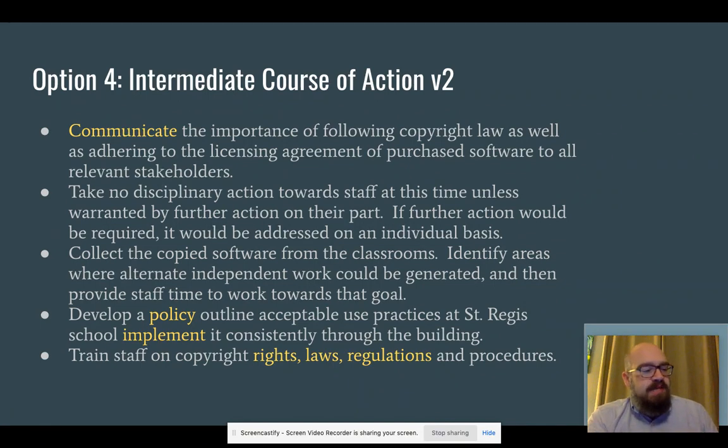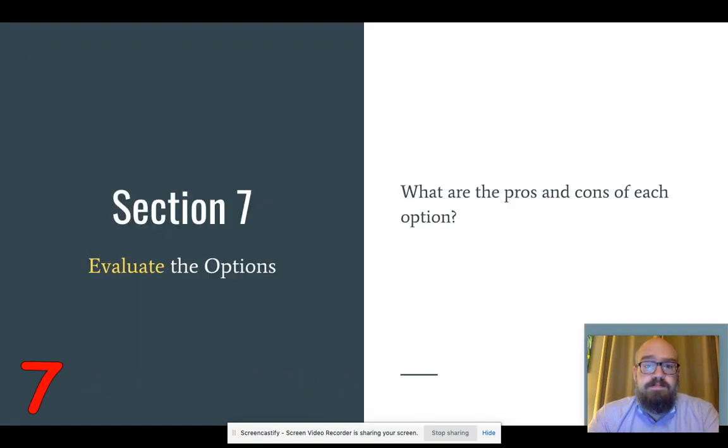At this point, I'm taking no disciplinary action towards staff unless it's warranted by further action. Collecting the copied software, but identifying areas where alternate work could be generated and then providing staff that time. And then finally, developing a policy outline for acceptable use practices at St. Regis School, and then implement them consistently through the building. And then finally, train staff on copyright laws, rights, procedures, and regulations.